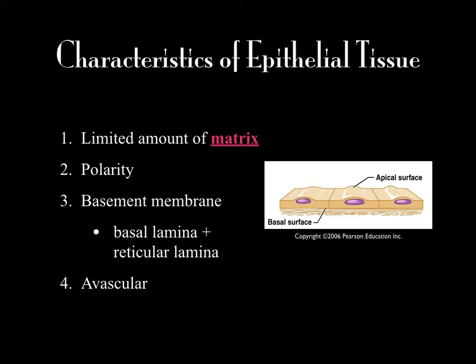The fourth main characteristic of epithelial tissue is that these tissues are avascular, which means that there is no direct blood supply in epithelial tissue. So in other words, there are no blood vessels within the tissue itself. Because there are no blood vessels in the tissue, oxygen and other nutrients must diffuse from capillaries that are in the underlying connective tissue through the basal lamina, through the basement membrane, and into the epithelial cells.